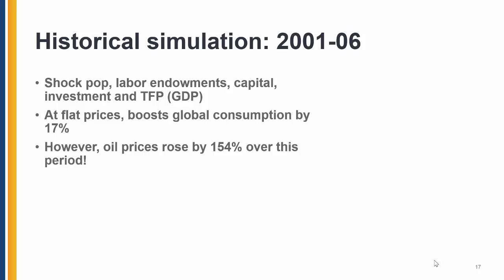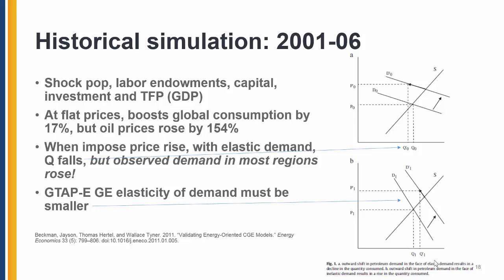determined. And the model said that at flat prices, global consumption would have risen. But oil prices over this period rose by 154%. As a result, the model predicted actually that the quantity of oil consumption would contract, and that's the top panel on the right-hand side. So we move from Q0 to Q prime.